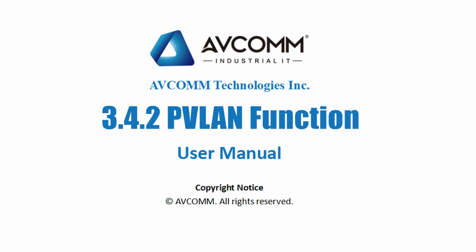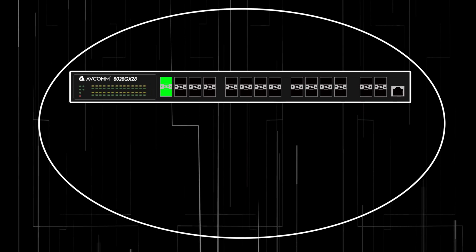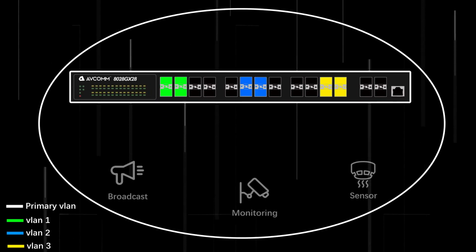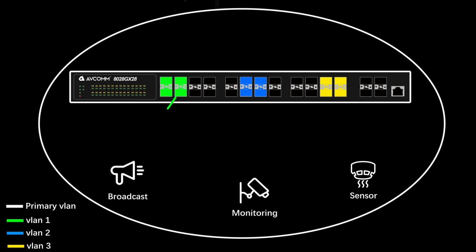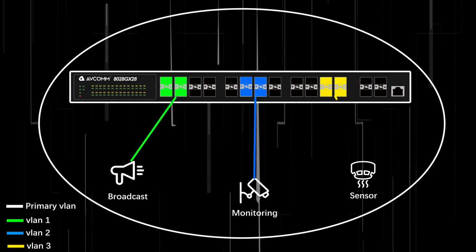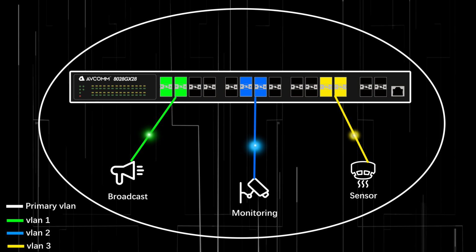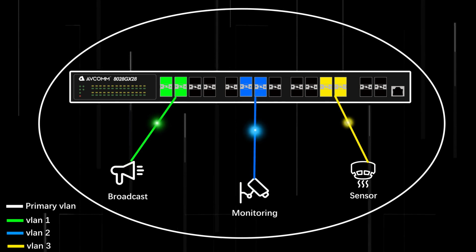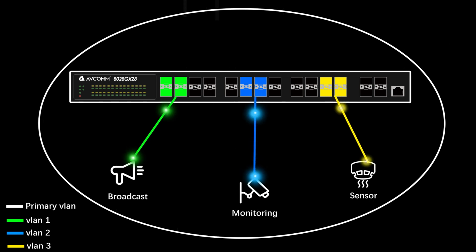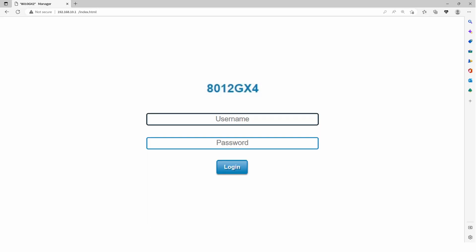The Pvlan function. The Pvlan settings and the Vlan function of the AVCOMM switch are used to further subdivide and isolate network devices within a single Vlan. It can provide a higher level of network isolation, which is very beneficial for improving network security, performance, and resource utilization. First, let's check out the Pvlan settings.